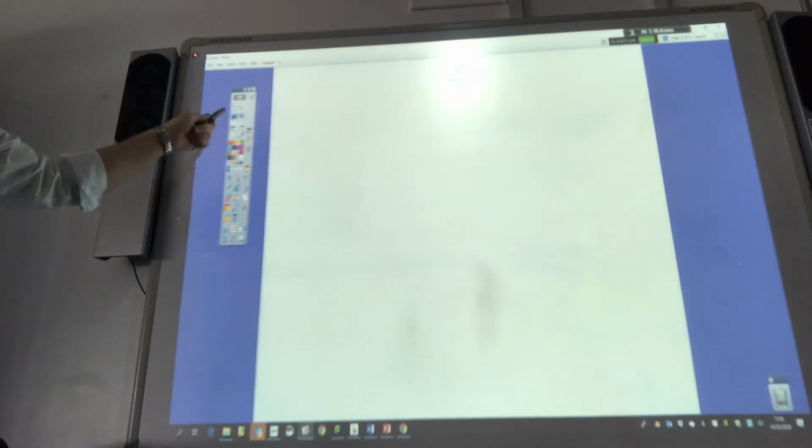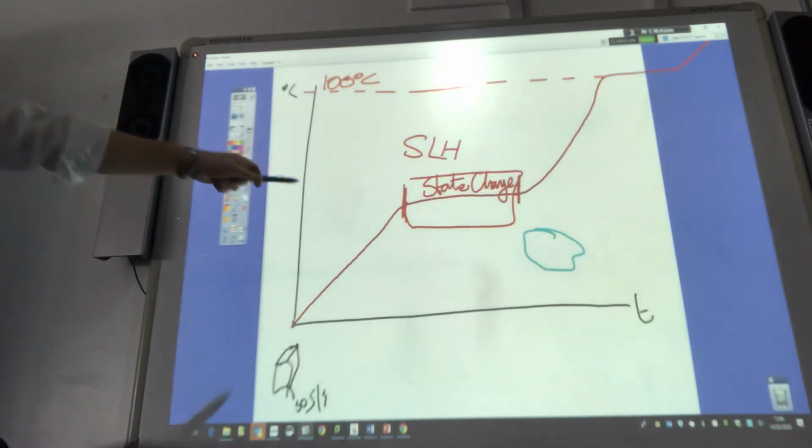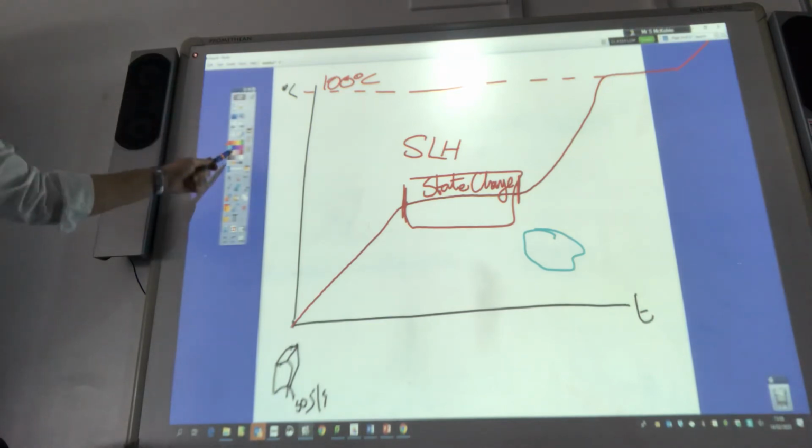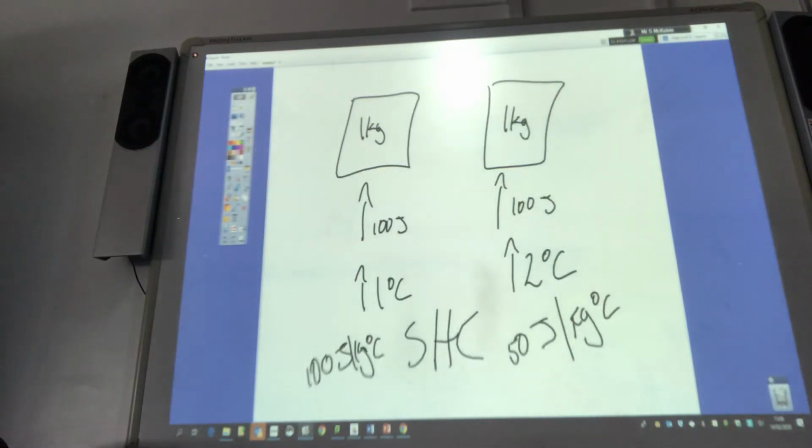Definition of specific latent heat, being the amount of energy required to change the state, and the idea of specific heat capacity. Okay? Any questions?